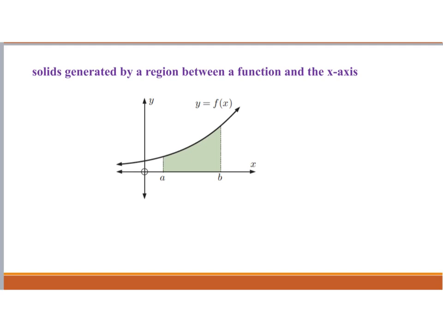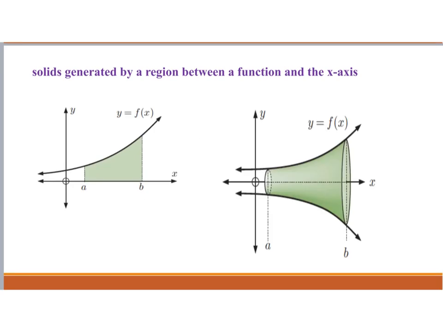Suppose you have this function, y equals f of x, forming this region. So we have this region formed by the function y equals f of x from a to b. Imagine rotating this region 360 degrees or 2 pi radians around the x-axis. Then you will form a solid, which we call a solid of revolution. And it will look like this.